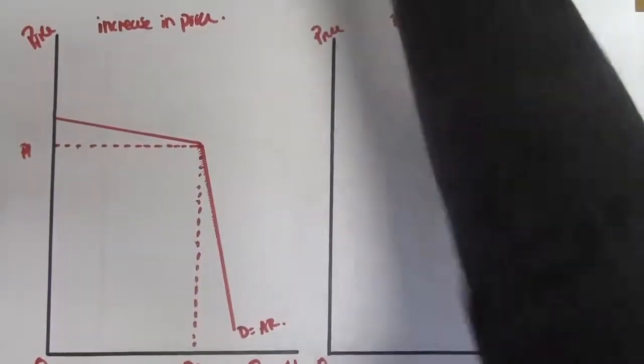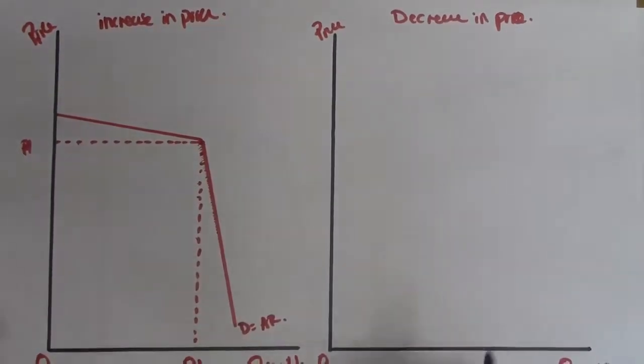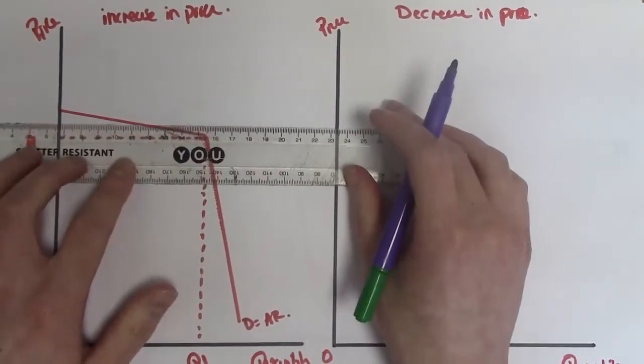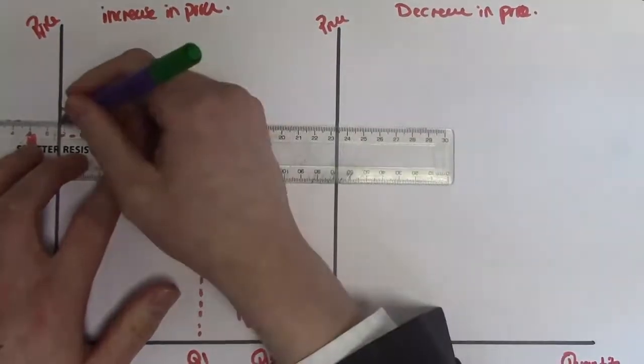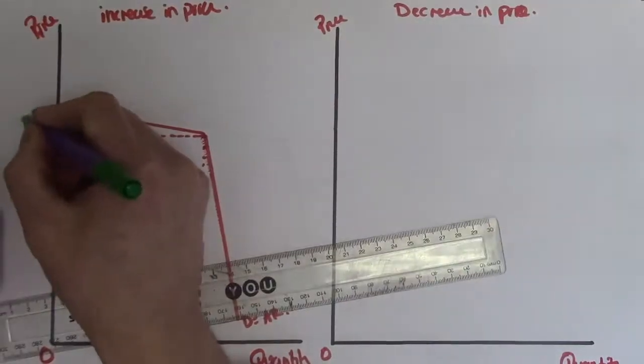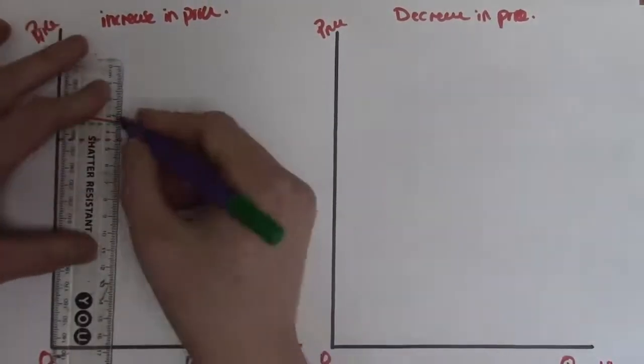Now, I'm going to use a green pen to show the differences between both. Now, if I was to increase price slightly, I'm going to show a small increase in the price level here on the elastic section of the kinked demand curve. Okay, so that now becomes P2. Do then your dashed lines.